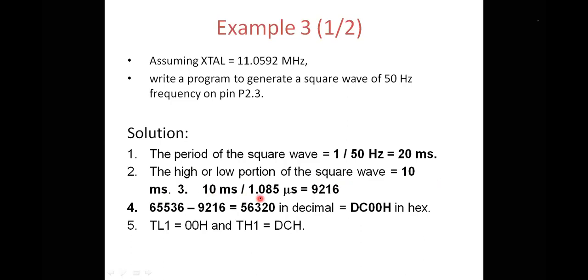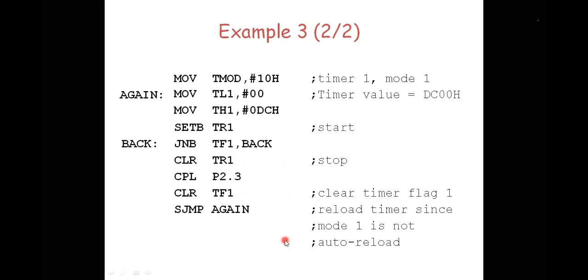This delay you are dividing by 1.085 microseconds. You are getting 9216 in decimal. Subtract this: 65,536 minus 9216. You are getting 56320 in decimal. If you convert this value into hexadecimal, you are getting DC00. So 00 is nothing but the TL1 value, and DC is nothing but the TH1 value. So this is how we can calculate the values of TH1 and TL1.